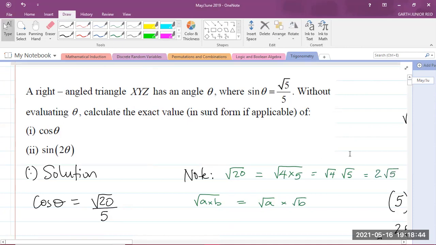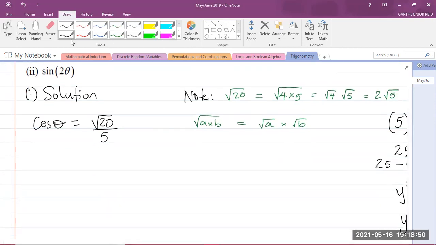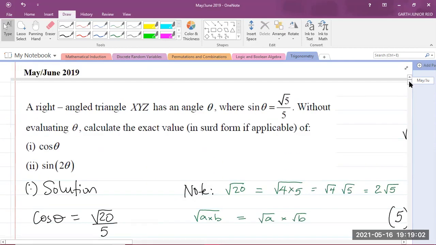So I can now replace the numerator, which is square root 20, with 2 root 5. So this is now equal to 2 root 5 divided by 5, and that is my answer in third form for cos theta. That's part 1 of the question.